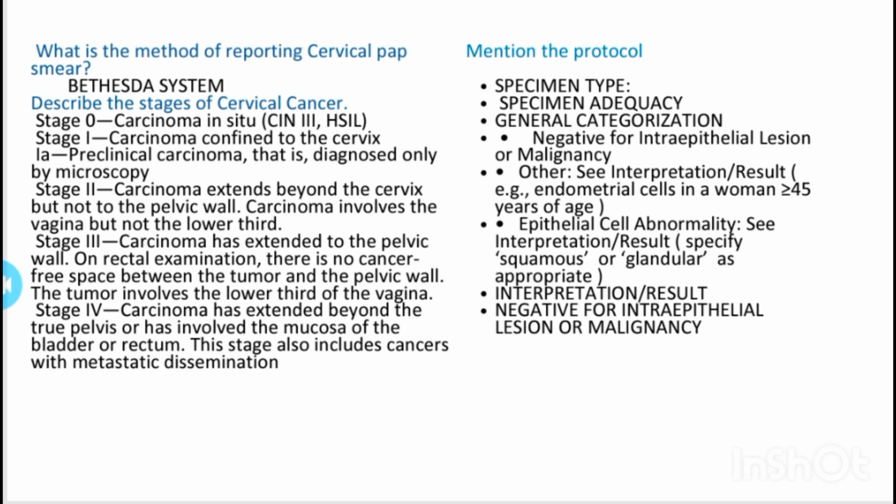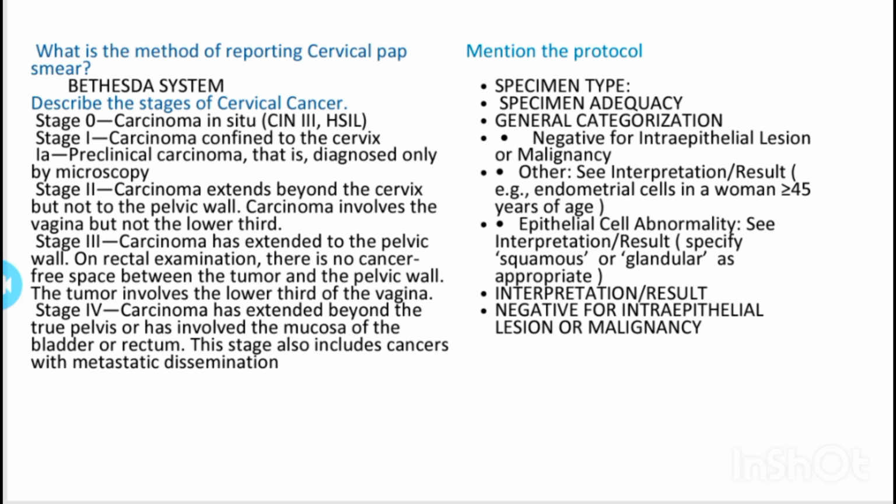They have also asked about the protocol. So what are the headings under which a pap smear should be reported? One is specimen type. Type means whether it is a liquid based preparation or a conventional one. Specimen adequacy. Already I told, number of cells: liquid based preparation, it is 5000 cells. Conventional, it is 8000 to 12000 cells.